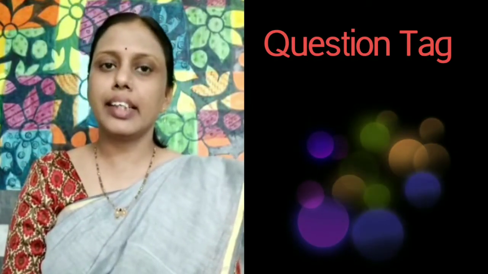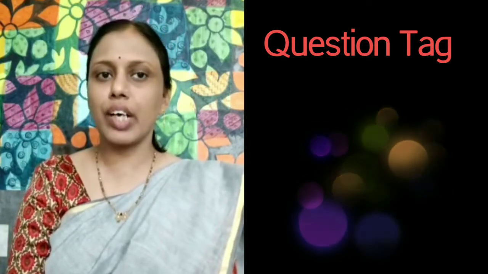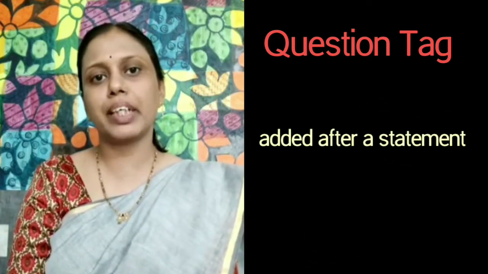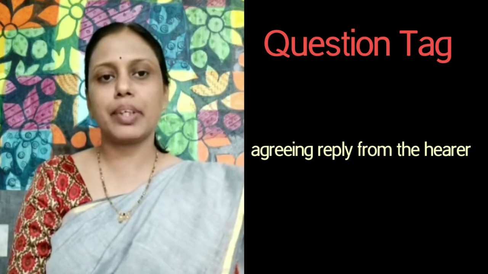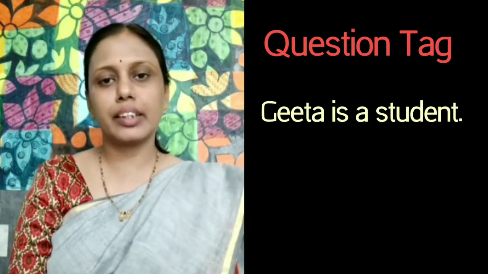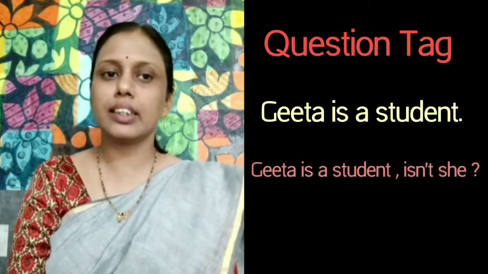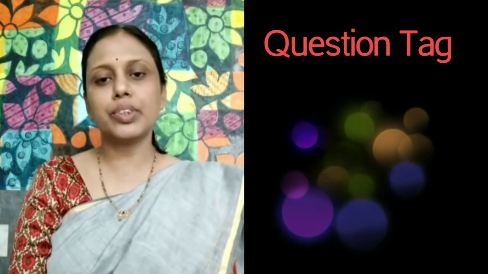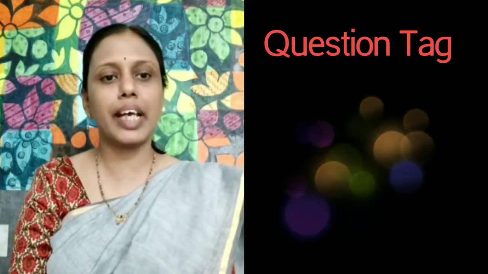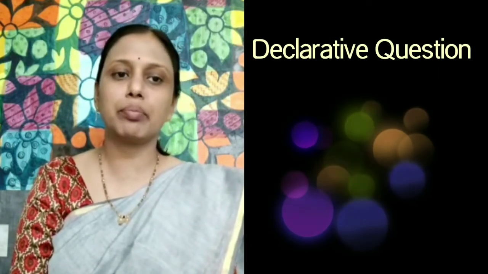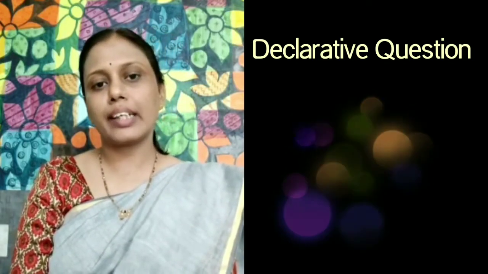Tag questions and declarative questions have the nature of yes/no type of questions. A tag question is a short question added after a statement. A tag question expects an agreeing reply from the hearer. For example, Geeta is a student. Now the tag question form of this sentence will be, Geeta is a student, isn't she? It means she is. A positive statement will have a negative tag, and a negative statement will have a positive tag. A declarative question is a statement that is spoken like a question with a rising tone at the end.